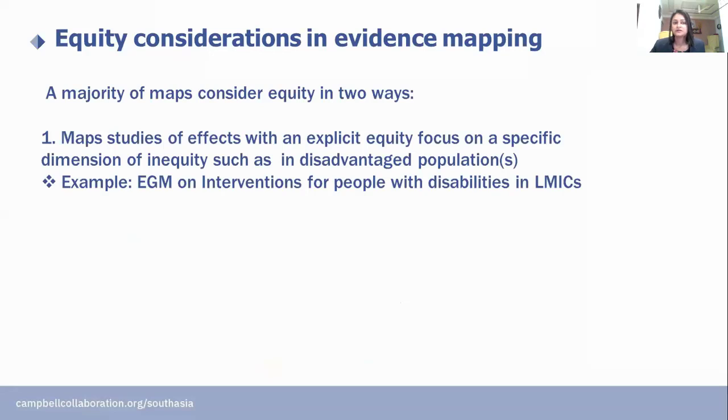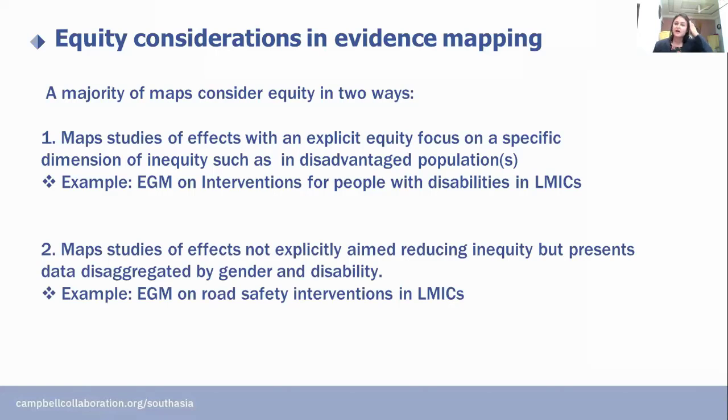This is again important. One is in which we generate an evidence and gap map that maps studies of effect with an explicit equity focus. That is, on a specific dimension of equity. It could be on a disadvantaged population. The example is interventions for people with disabilities, because people with disabilities are already disadvantaged for a number of reasons.